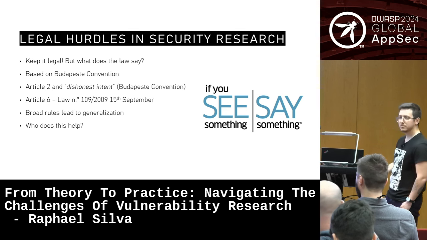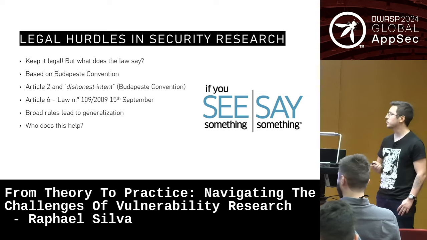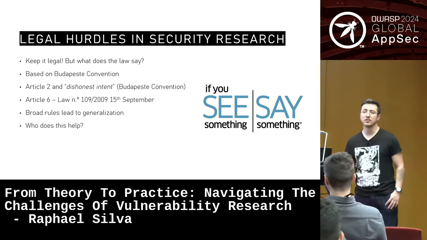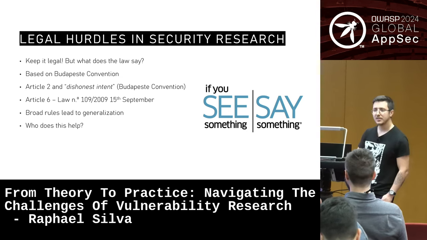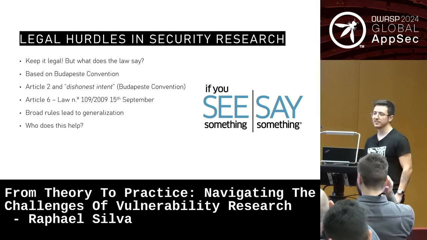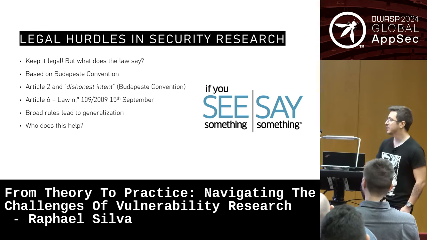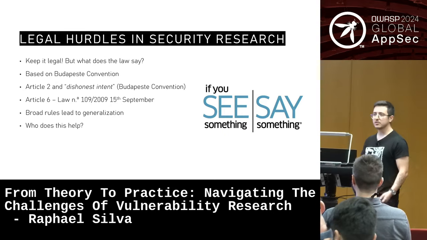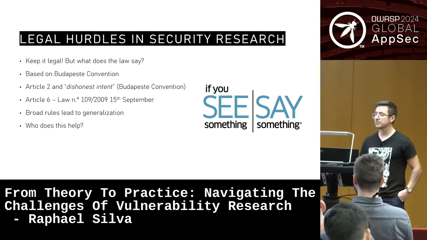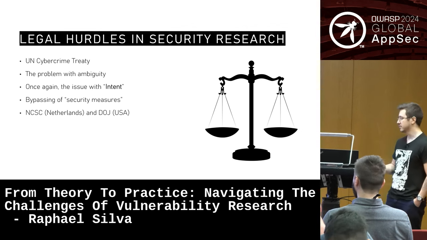But these broad rules, and this has been criticized for a long time by a lot of different people, help no one. The cyber criminals don't care if it's illegal. They don't care if they have to have dishonest intent to be considered a crime or not. They just want to hack the company, so they'll do it. But those of us more worried with protecting the company can actually be discouraged from trying to report things to the company if it's written like this.